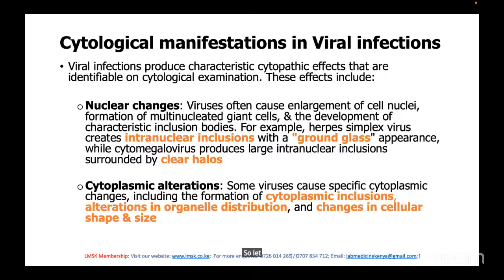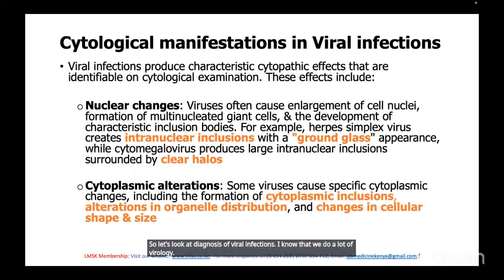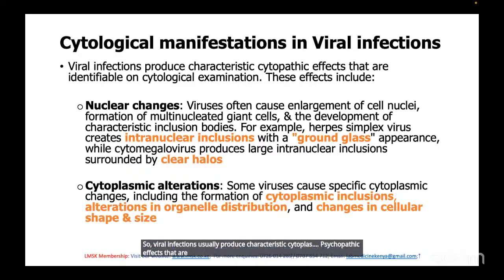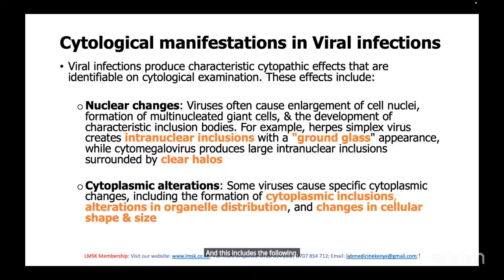So let's look at the diagnosis of viral infections. I know that we do a lot of virology, and when we come to cytology, there's also a lot of virology. So cytology is also related to other disciplines besides histopathology or anatomic pathology. We have viral infections and others, and we are going to see how we make a diagnosis in a cytology laboratory. Viral infections usually produce characteristic cytopathic effects that are identifiable on cytological examination. And these include the following. Number one, the nuclear changes.